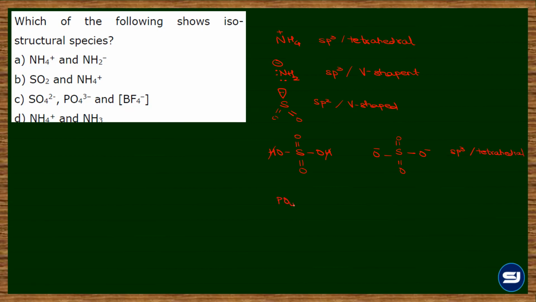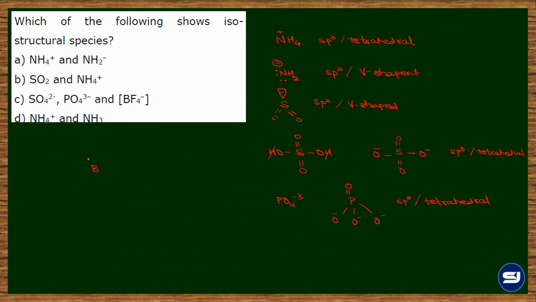Phosphate will be PO4 minus 3, the conjugate base of H3PO4. It will have P double bond O, negative O, negative O, negative O. Again, there are 4 BPs, no LP. It will have a perfect regular geometry of sp3 tetrahedral.